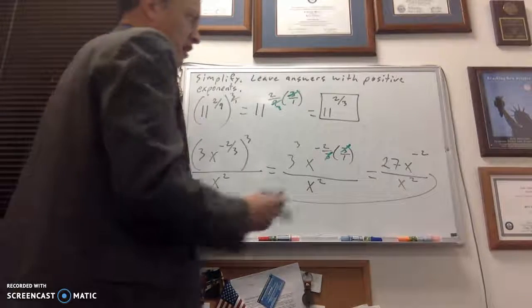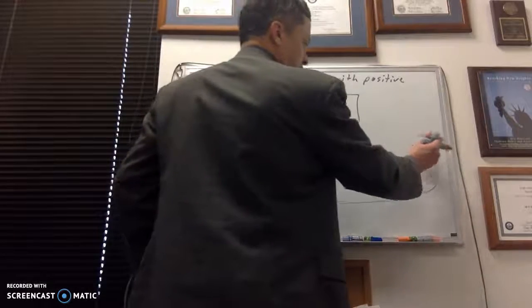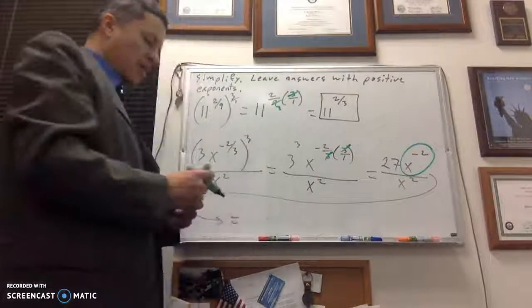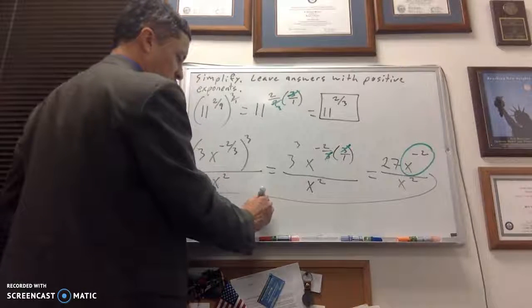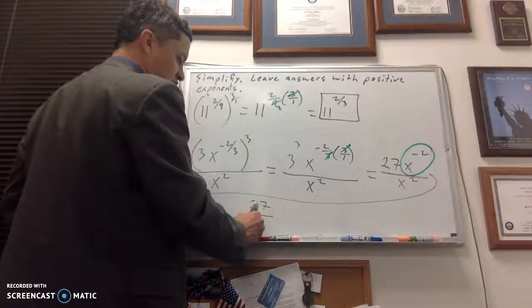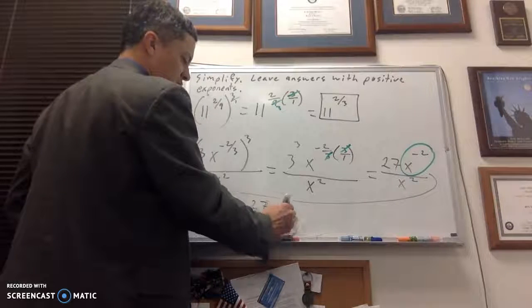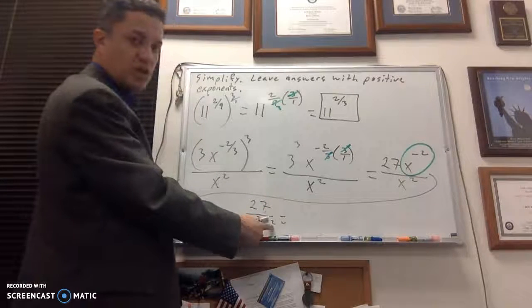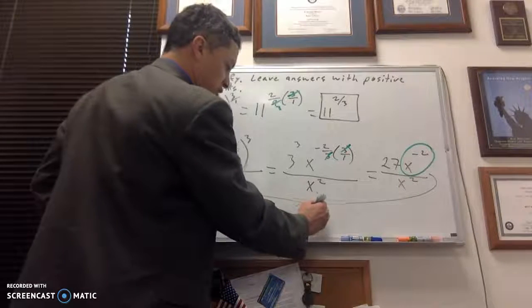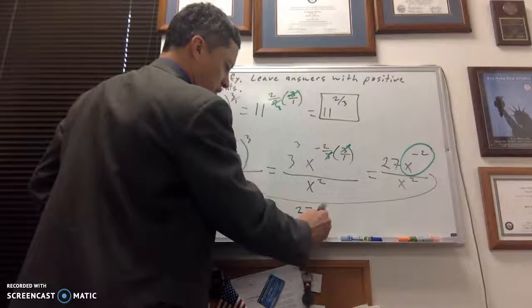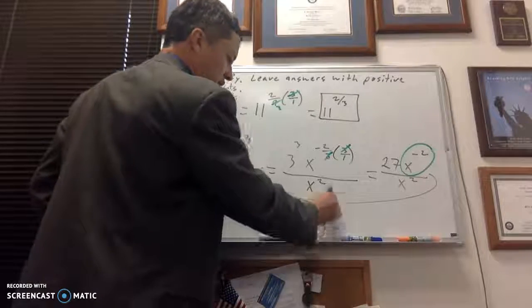Now, a lot of times people like to take their negative exponent and move it to the other side of the fraction bar. So we're going to be looking at 27 over x squared times x squared. Notice that's now x to the positive 2 power. So that is going to give me 27 over x to the positive 4. And that guy's done.